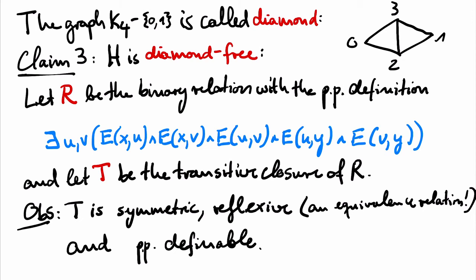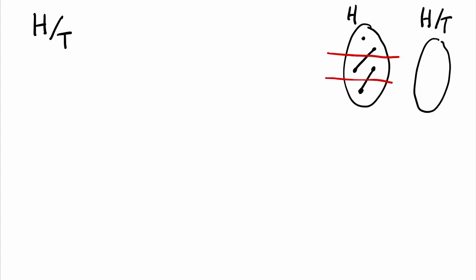However, in general, the transitive closure of a relation is not primitively positively definable, since we have no bound on the exponent. But since we are in a finite structure, the transitive closure can be computed by taking a finite power, and hence is primitively positively definable. The natural reaction, if we see an equivalence relation that is primitively positively definable, is to factor by this equivalence relation. We consider the graph whose vertices are the equivalence classes of T and which has an edge between two equivalence classes if there is an edge between some of the vertices of these two classes. We denote the resulting graph by H/T.